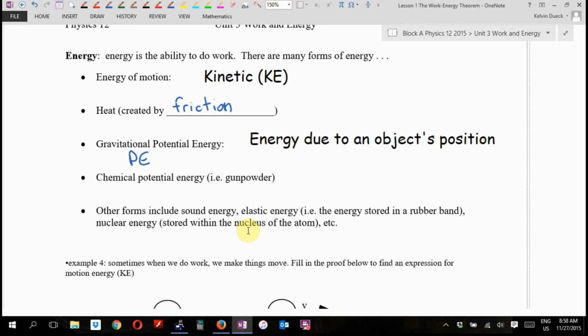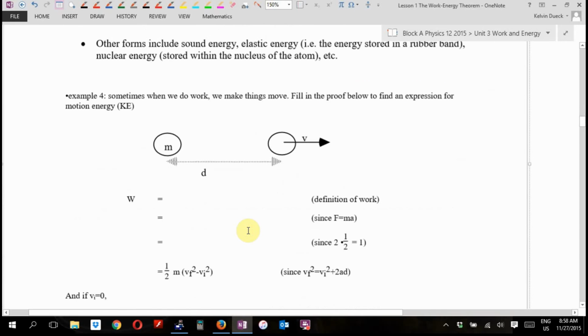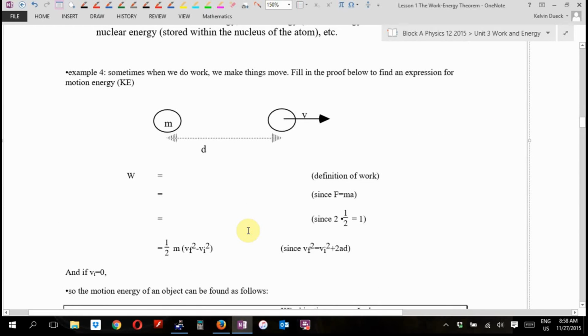We're going to be looking at 2 main types. First one, example 4. Sometimes when we do work, we make things move. Fill in the proof below to find an expression for motion energy, kinetic energy, KE. Well, let's start out with our definition of work. Work equals force times distance. Except force can be broken down even further. F equals what? MA. So I can break this down to MAD, force times distance.